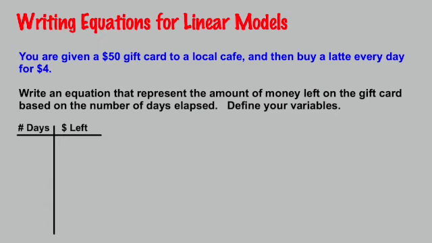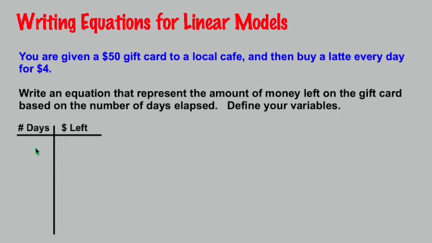So let's go ahead right now and take a look at the first word problem. You were given a $50 gift card to a local cafe, lucky you, and then you decide to buy a latte every day for $4. So what we're going to do right now is write an equation that accounts for two different variables. One is the amount of money left over, and the other is the number of days that have elapsed so far. And you'll notice here in the question it says define your variables. So we'll talk about what that means too.